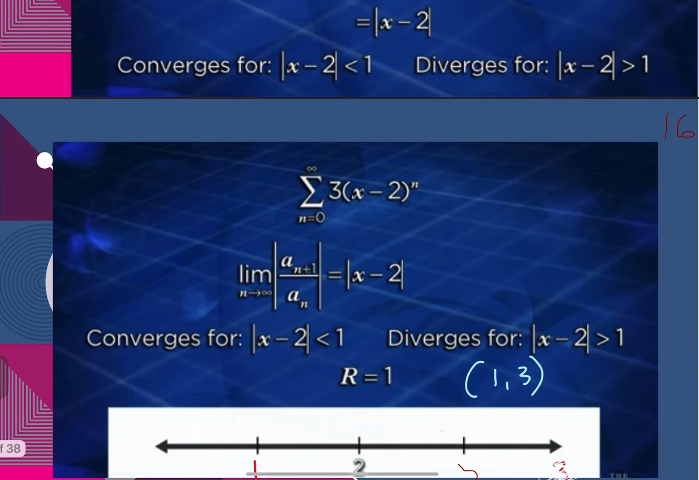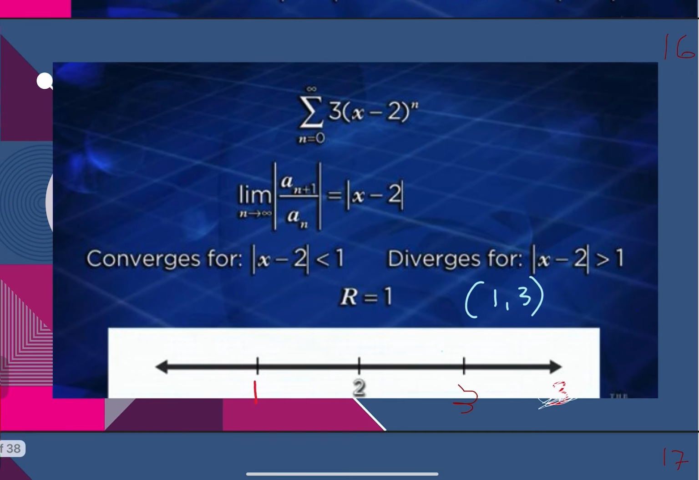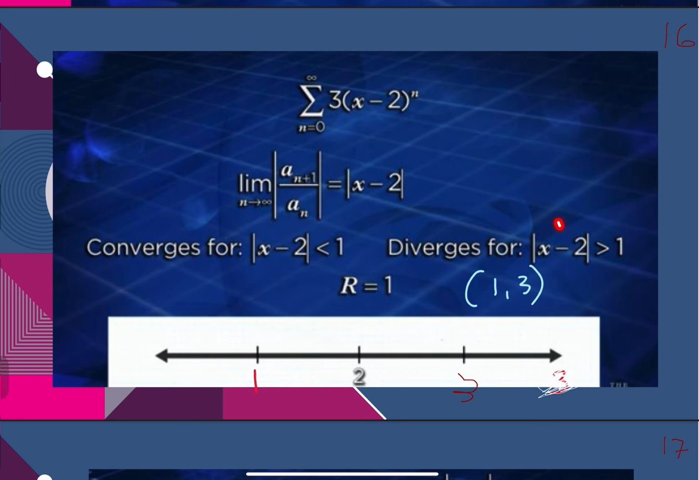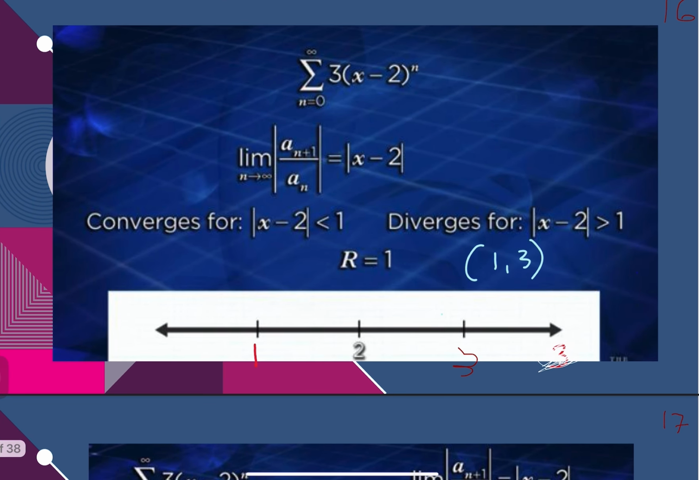Okay, so what the question is, it's an interval of length 2. Since the radius is 1, centered at 2, we go 1 unit to the right and 1 unit to the left. 1 unit away from 2 on the right, and 1 unit away from 2 on the left. So this must be 3, and this must be 1. Okay, so the endpoints are at 1 and 3.